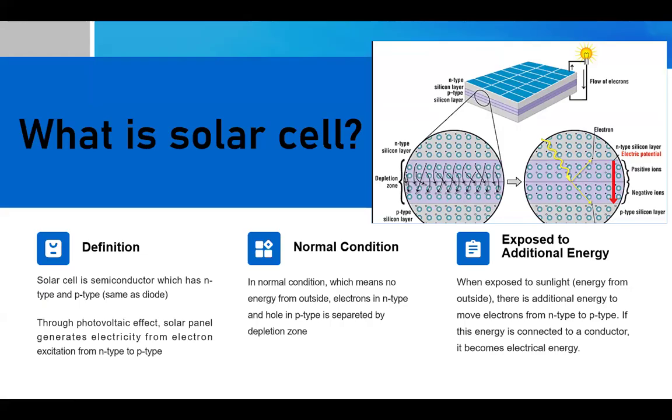So what is a solar cell? The solar cell is a semiconductor which has an N type and P type. It is the same as a diode. We know diodes like the light emitting diode, or LED, and it is the contrary of an LED.